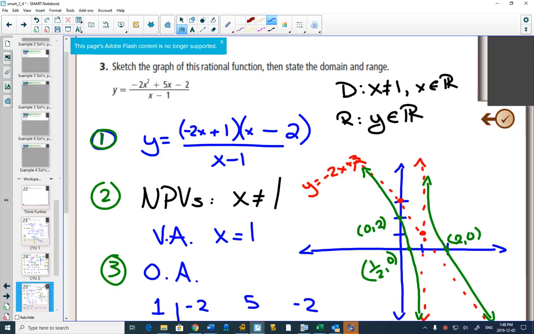So we haven't seen an oblique asymptote for a while. Try question 5 to practice some like this.